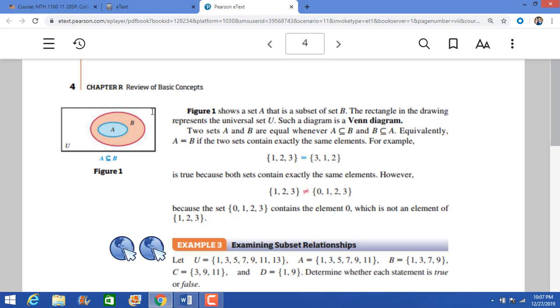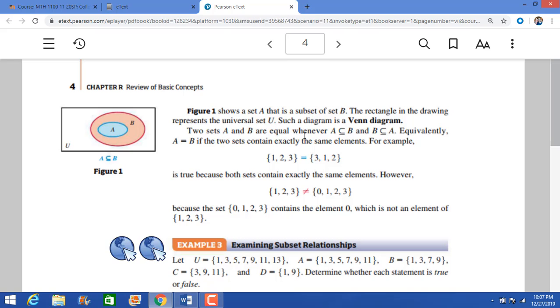This box here represents the universal set, the set of all objects that we're considering. A is a set of objects, and B is another set of objects. And so A in this case is a subset of B.